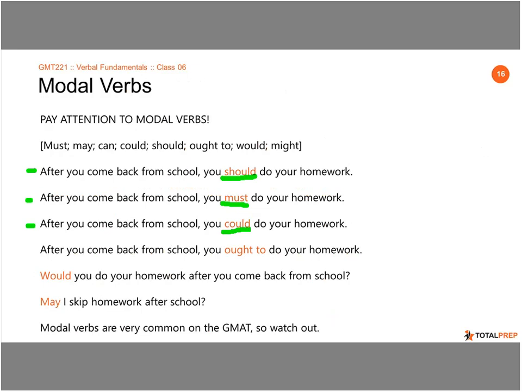After you come back from school, you could do your homework. There's a possibility, right? If you want to do it, do it. There's a possibility, but not a great possibility, all right? So after you come back from school, you ought to. Ought to and should, they are exactly the same thing. The only difference is that when you use ought, you have to use to and you cannot use it in a question.